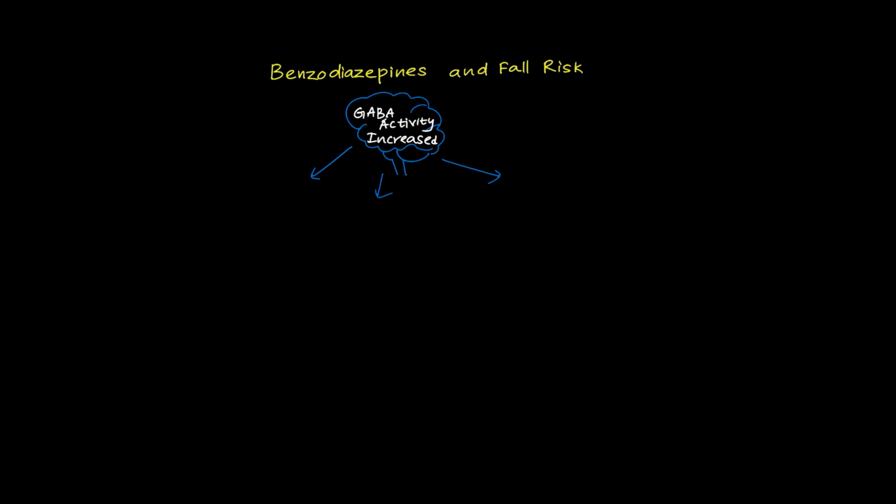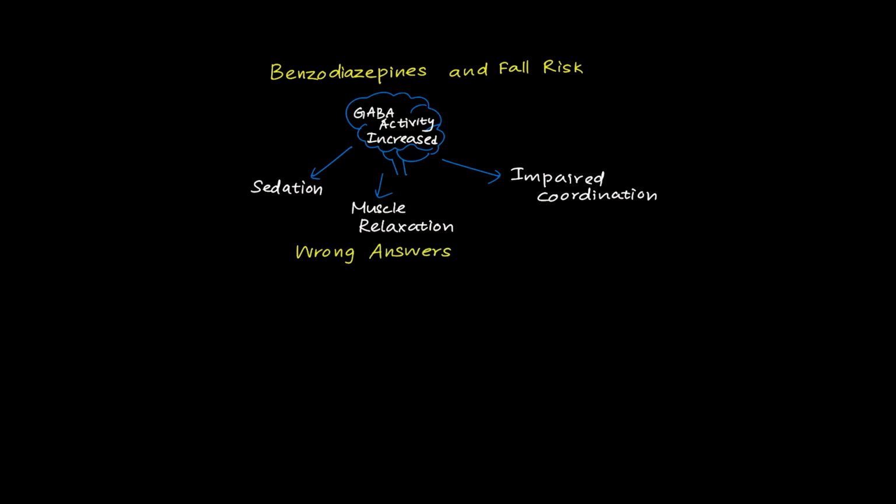A client with acute stress disorder just got clonazepam. That's a benzodiazepine. And now they want to use the restroom. What's the safe move here? Assist the client to the bathroom. Benzodiazepines work by boosting GABA activity in the brain, which produces sedation, muscle relaxation, and impaired coordination. That combination is a recipe for falls. Letting the client walk on their own after a benzo dose is asking for trouble.